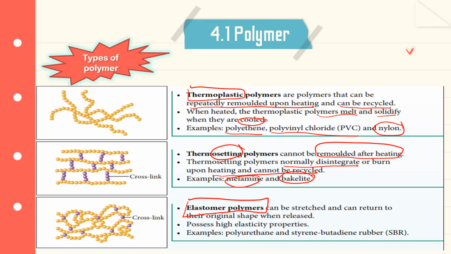So elastomer polymers are something that I can stretch. Don't go and try it in your grandmother's house if they have it. You stretch it, and then when you let it go, it will go back to its original shape. So that's elastomer polymers. Examples are polyurethane and styrene butadiene rubber. Later, I'm going to go through it, so certain things I won't repeat here.